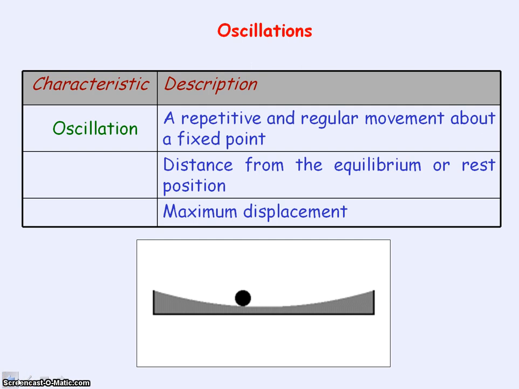The distance the object is from the equilibrium position is known as displacement, with the amplitude representing the maximum displacement.